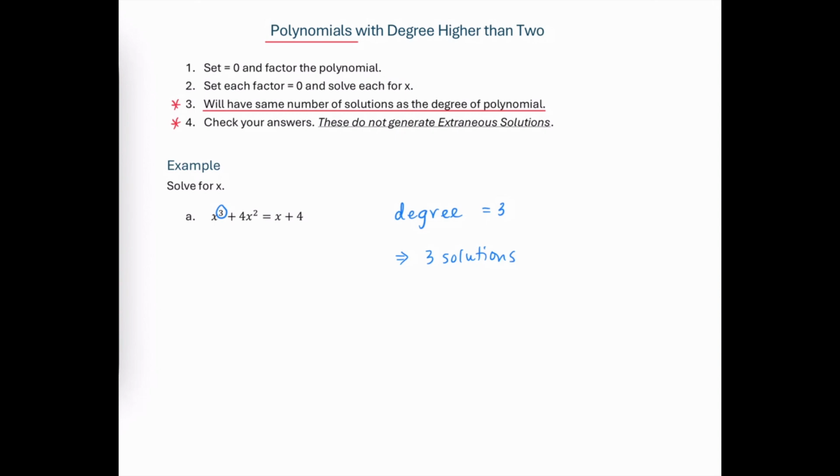Another characteristic of polynomials is that they do not generate extraneous solutions. So when we come up with these 3 solutions at the end, we can expect that all 3 of them will work and none of them will be extraneous.